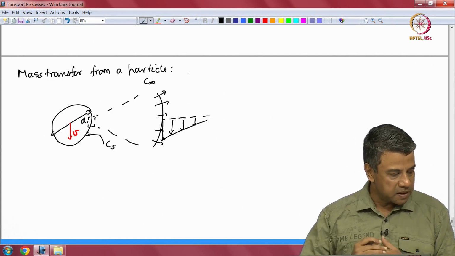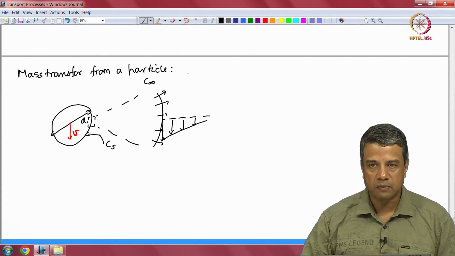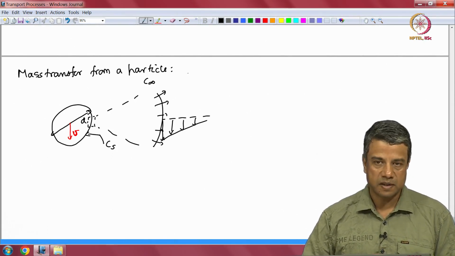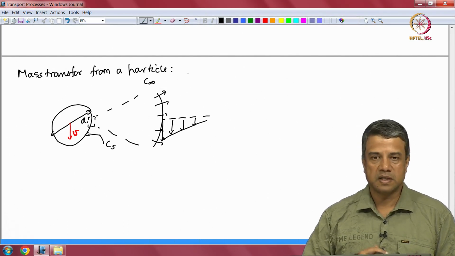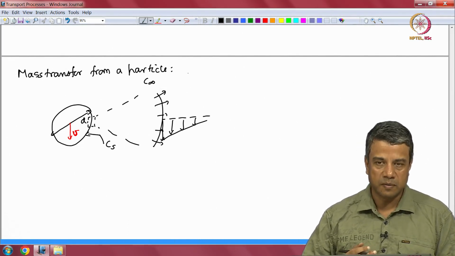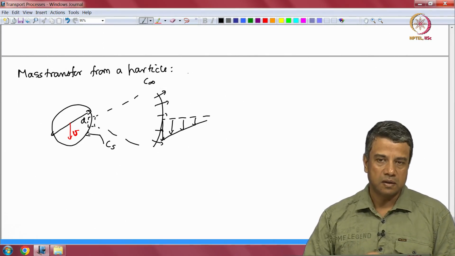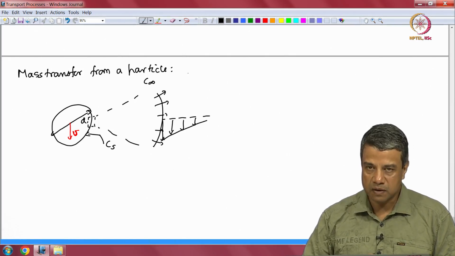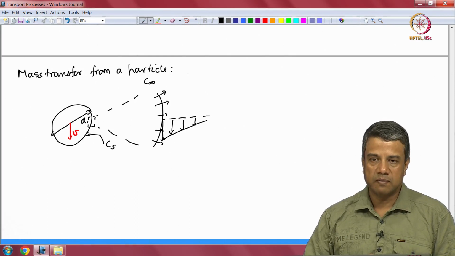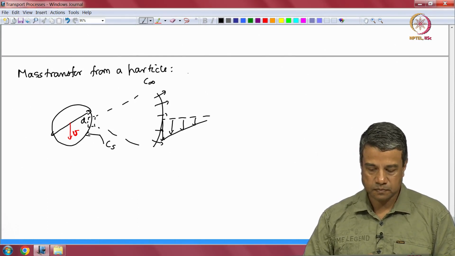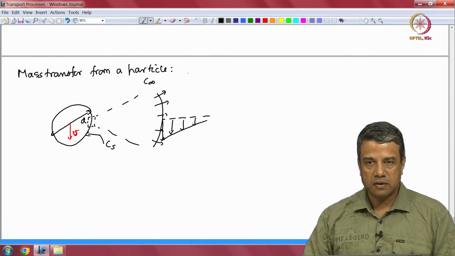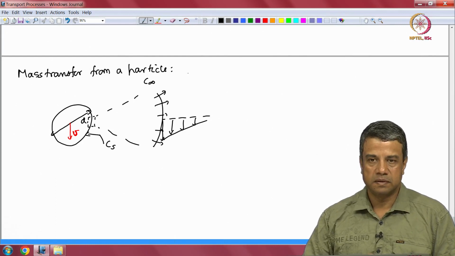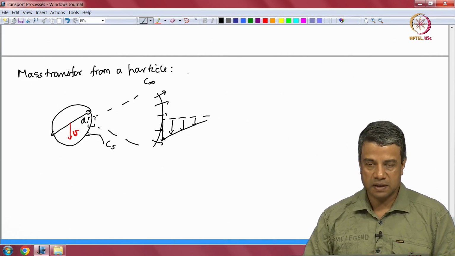So, what are the parameters that we want to calculate? Obviously, we would like to know the total flux of mass from the surface, because that determines how much is dissolving into the fluid or how much is precipitating out of the fluid onto the particle. So, we would like to know the total mass transported per unit time from the particle surface. Correlations are not usually written for the total mass transported, because that depends upon the surface area. So, in a sense that is an extensive quantity.